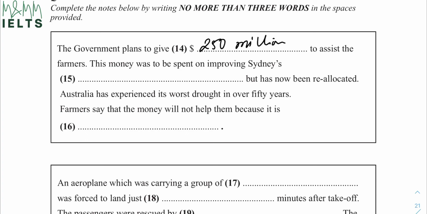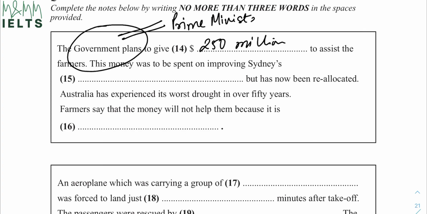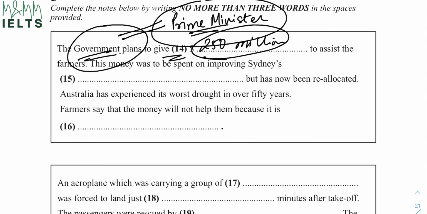So this was pretty straightforward and simple. He simply said prime minister, which is government. As I said, they might not give you the exact same word, but they might use something synonymous. Here it says government plans; in the audio it said prime minister plans. Obviously the prime minister is part of your government, and plans to give 250 million. Here I have written 250 like this and million like this. This says no more than 3 words, and I am within my word limit, so I'm absolutely fine.